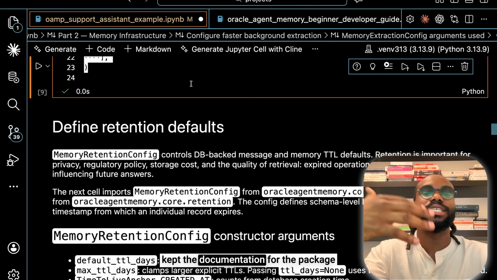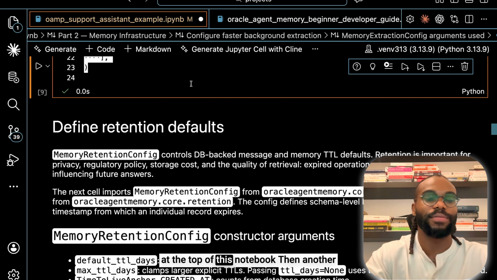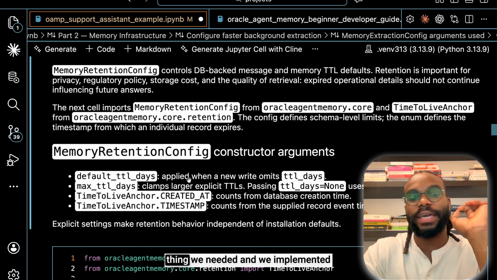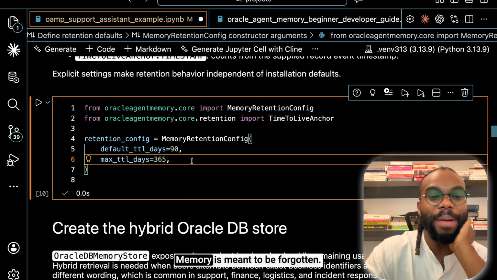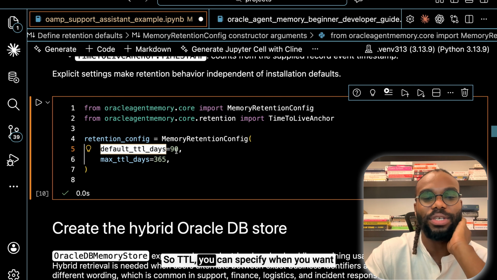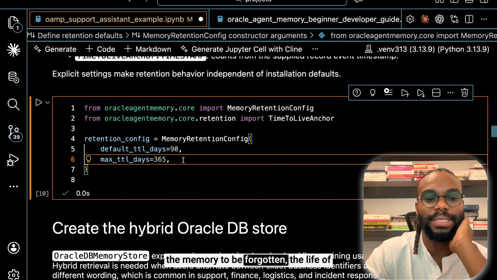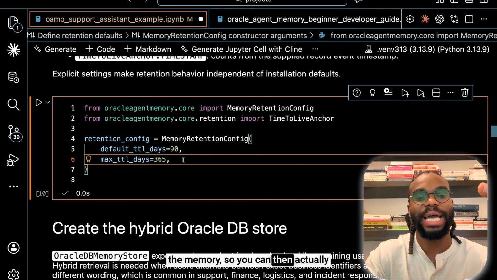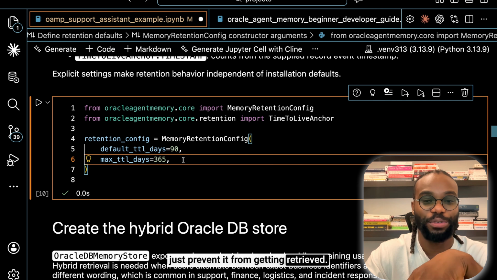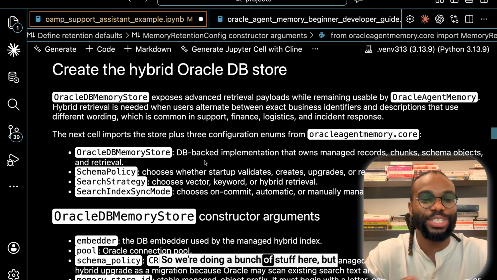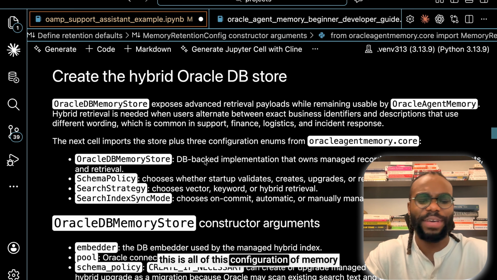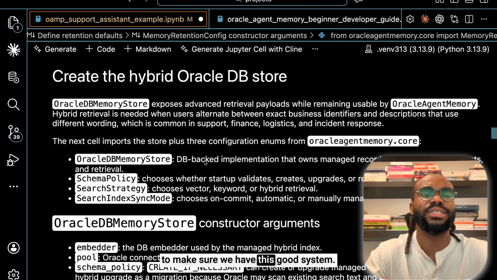I've kept the documentation for the package at the top of this notebook. Then another thing we needed and implemented was this retention logic, right? Memory is meant to be forgotten. So with TTL, you can specify when you want the memory to be forgotten, the life of the memory, so you can then just prevent it from getting retrieved. We have this retention configuration. So we're doing a bunch of stuff here, but this is all of this configuration of memory to make sure we have this good system.